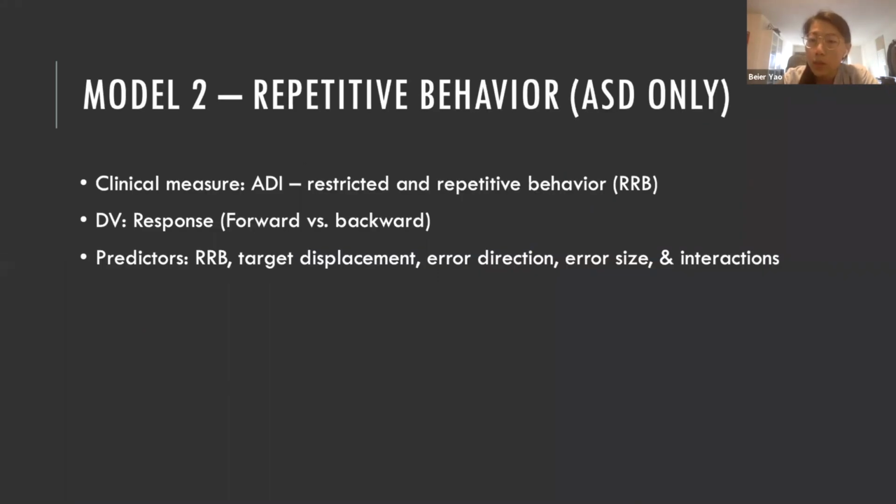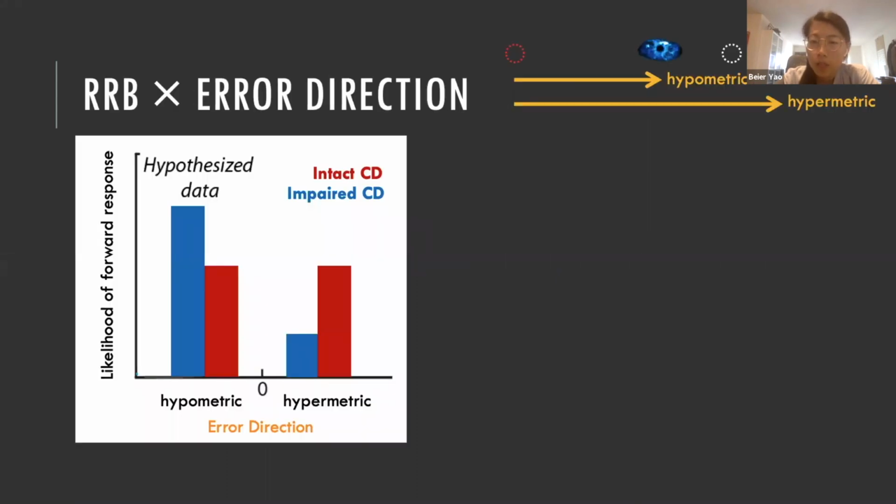We included the restricted and repetitive behaviors domain score from the ADI into the model. ADI is a standardized semi-structured clinical interview conducted with caregivers that measures current and past restricted and repetitive behaviors. We took out saccade direction from the model because it was not a significant predictor of task performance in Model 1. We found a repetitive behavior by error direction interaction.